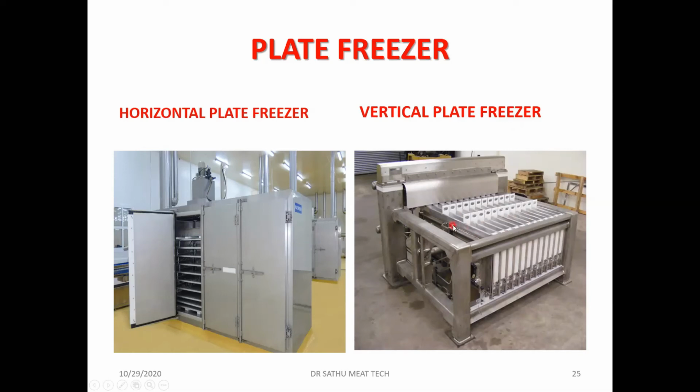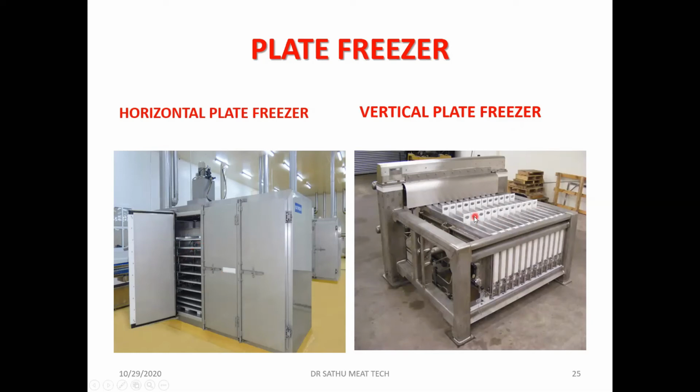So this is the vertical plate freezer where we don't use trays. Directly we will be feeding the food materials which have to be frozen. Okay, here we have to use the trays and the food is kept inside the trays, and then the trays are put into this freezer between this space.